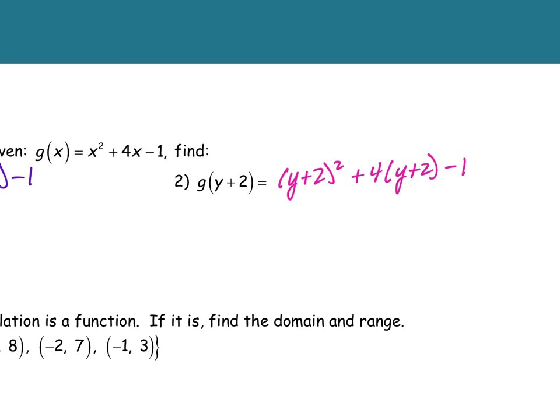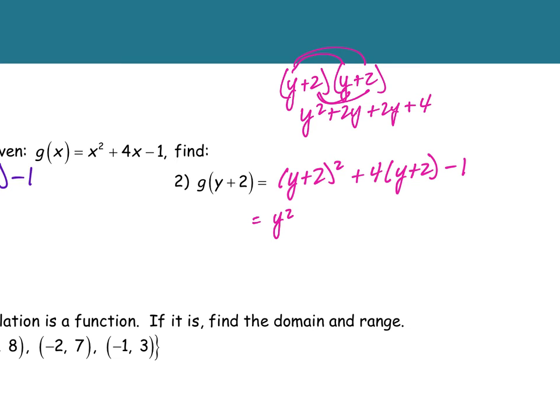Remember, y plus 2 squared is, let me write this down. Y plus 2 squared is y plus 2 times y plus 2, right? So I have to distribute, and I get y squared plus 2y, and then distribute gives me 2y plus 4. Does that make sense? Everyone remember? That's why I said you were close. So that gives me y squared plus 4y plus 4. And then I distribute my 4 and I get 4y plus 8 and then minus 1.